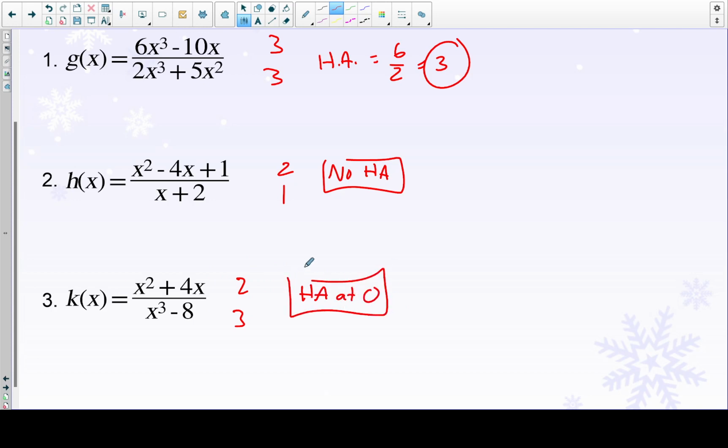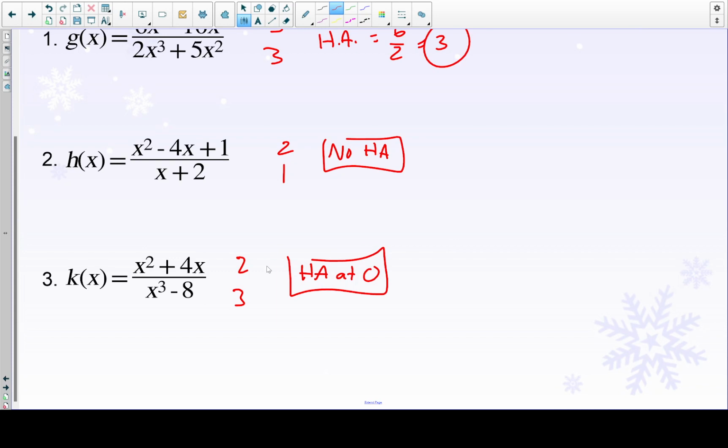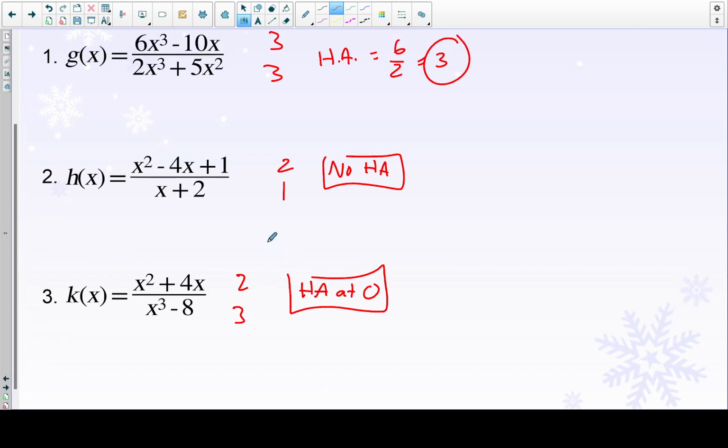Here you're going to have a horizontal asymptote at 0 because the denominator is just going to get so big that the value essentially becomes 0. And if you don't believe me, go ahead and graph it and see what happens. All right.